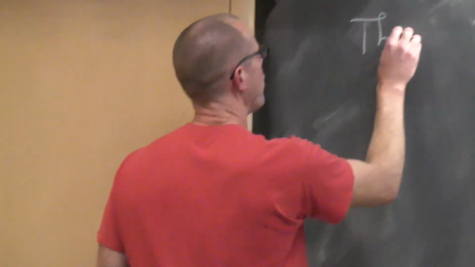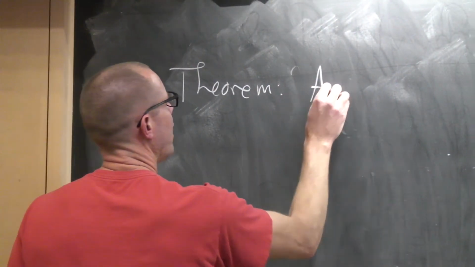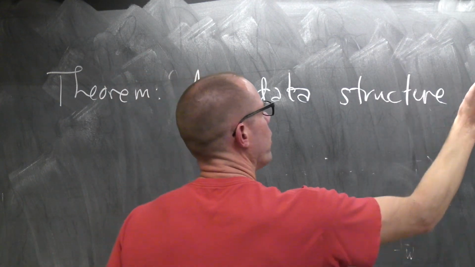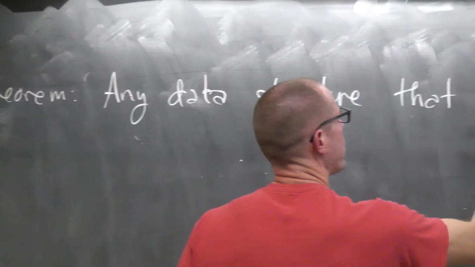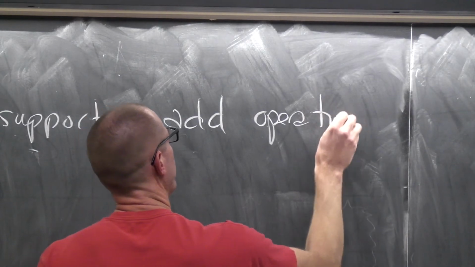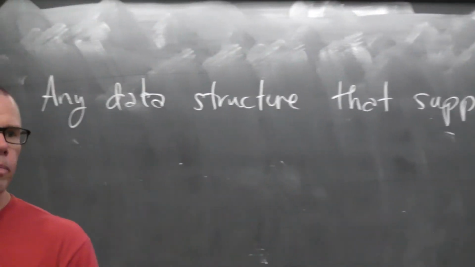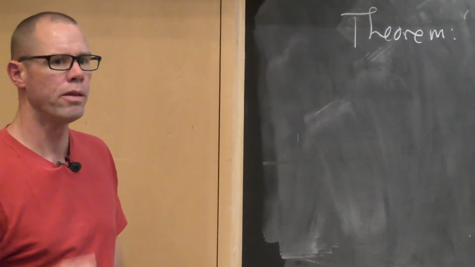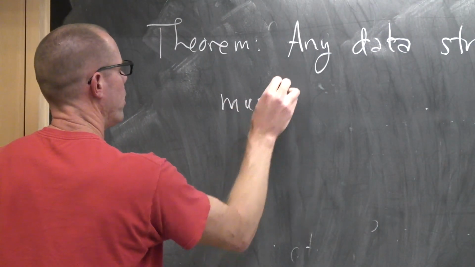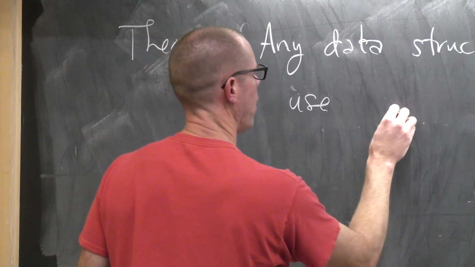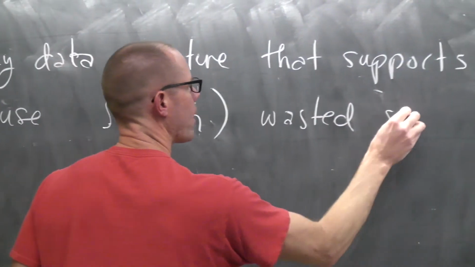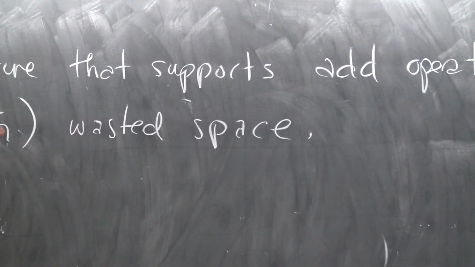And here's the theorem for you. Any data structure that supports any flavor of add operation. So anything that I can add elements to, forget remove even, and forget searches or anything else. Anything that I can add elements to must use some constant times square root n wasted space. Okay?